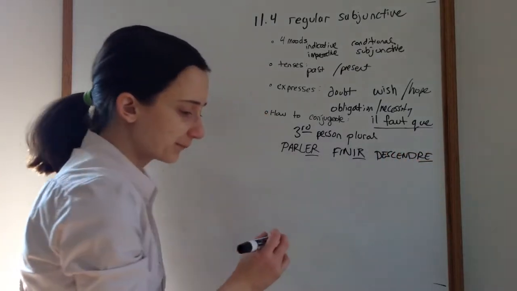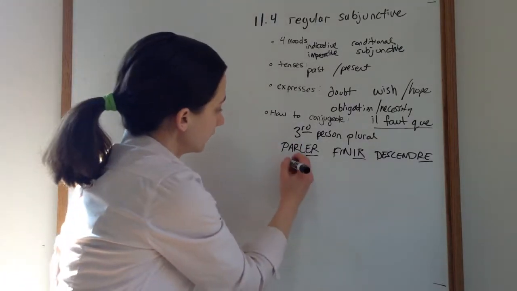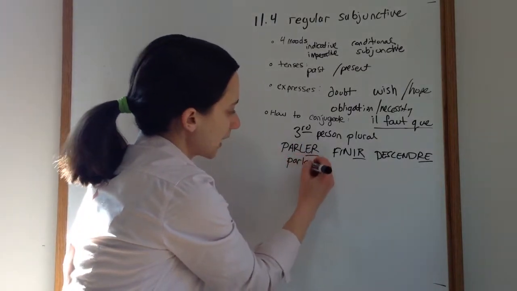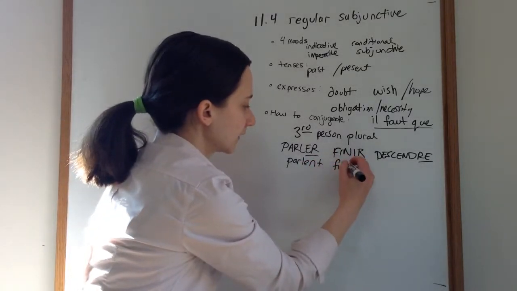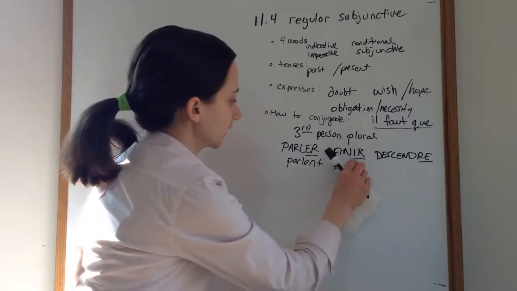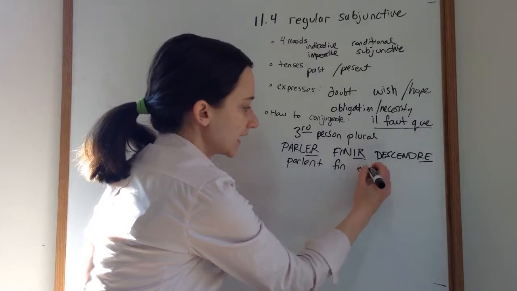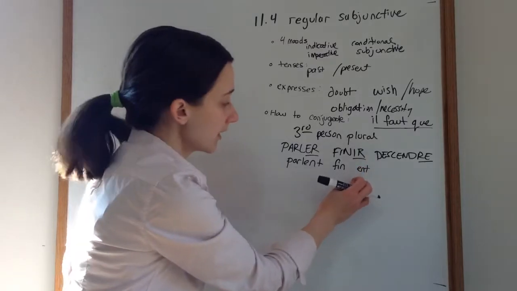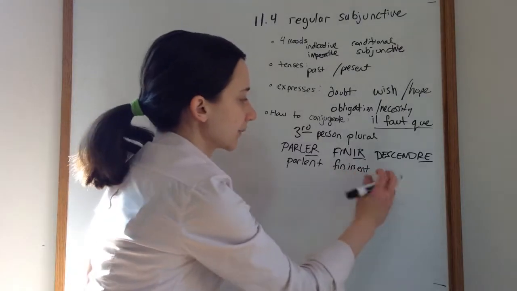R-E. Okay? So let's go to the third person plural. Parlent, E-N-T. Remember what this is? We take off here. We'll do it the regular way here. Remember? Take off the I-R. We still have that E-N-T in this one, but we add I-S-S. Right? Finissent.